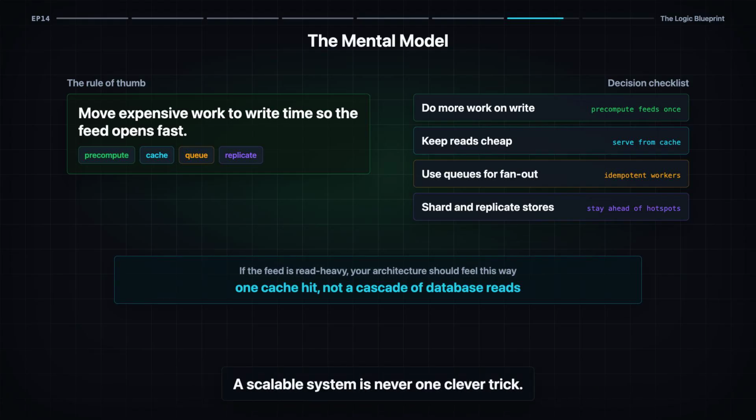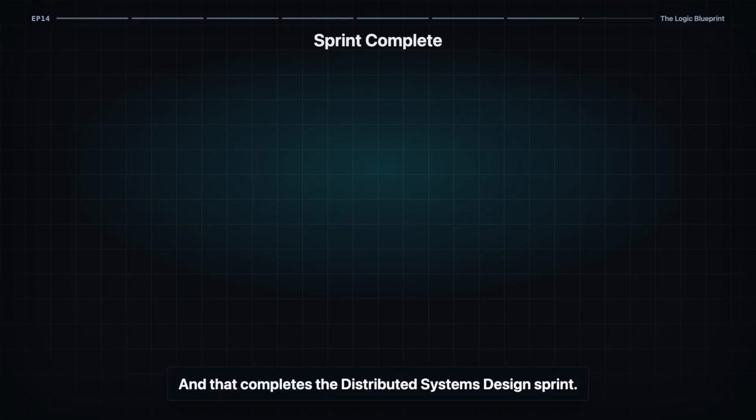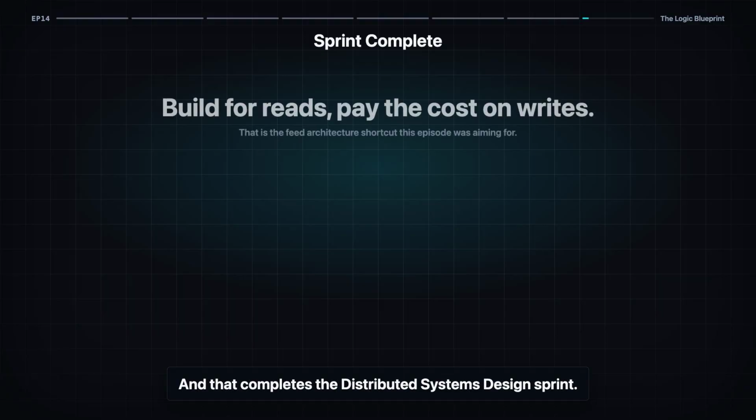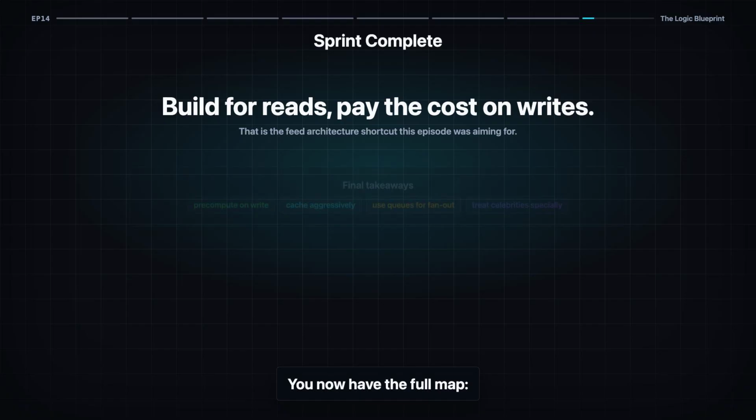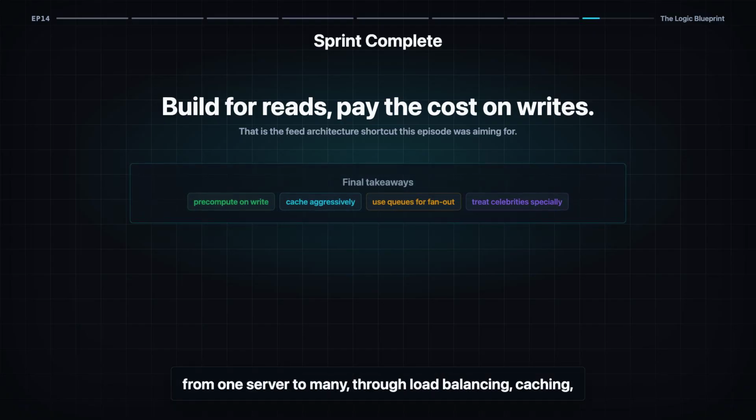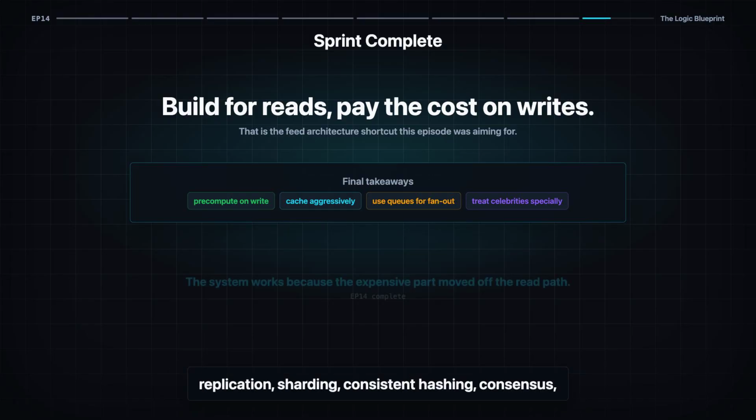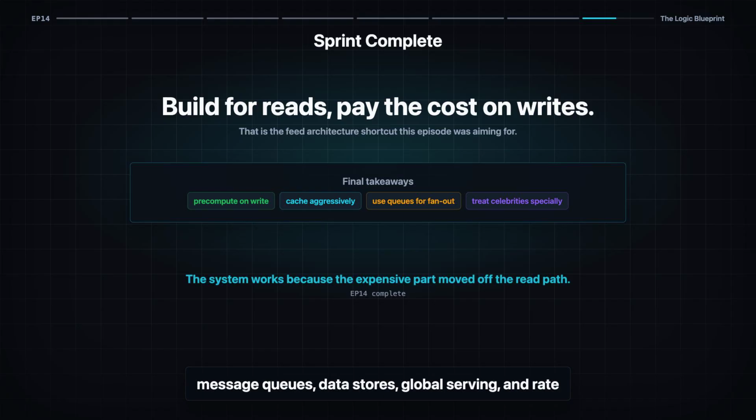A scalable system is never one clever trick. It is these patterns, chosen and combined deliberately for your workload. And that completes the distributed systems design sprint. You now have the full map, from one server to many, through load balancing, caching, replication, sharding, consistent hashing, consensus, message queues, data stores, global serving and rate limiting, all the way to a complete scalable system design.